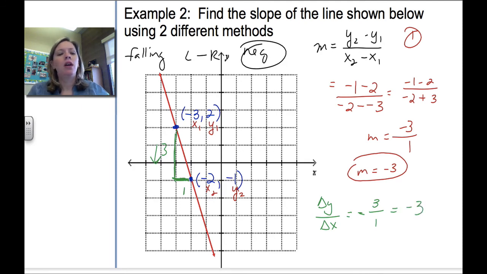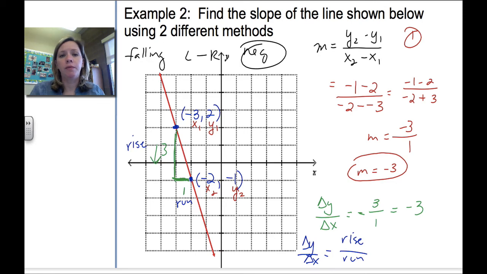All right? One of the ways that we talk about this little triangle is the rise and the run. So the rise tells me how much I'm going up or down between 2 points. The run tells me how far I'm going over between 2 points. And then we just divide them. So another way we talk about the change in y over the change in x is the rise over the run.